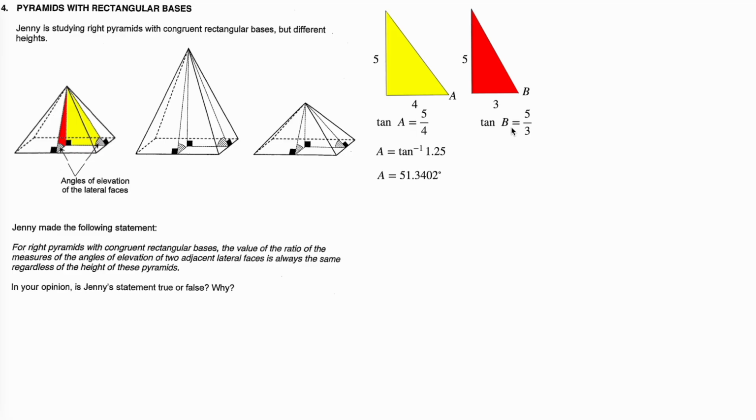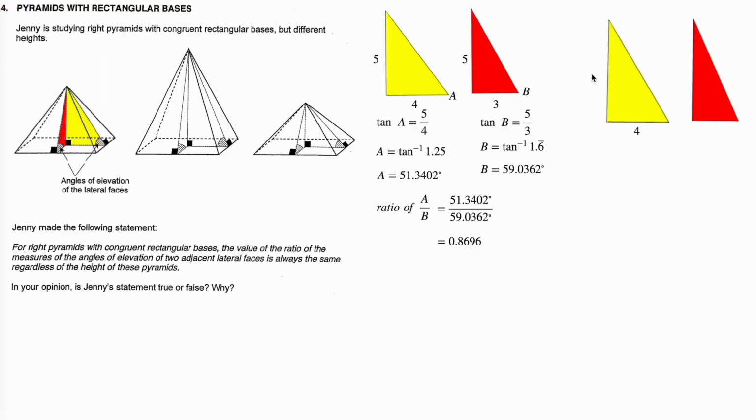For angle B, the tangent of angle B is the opposite over the adjacent, 5 over 3, which gives us 1.6 repeating. Take the inverse tan of both sides. B is the arctan of 1.6 repeating, which gives us 59.0362 degrees. The ratio of A to B is 51.3402 to 59.0362. Divide that, and it gives us 0.8696.